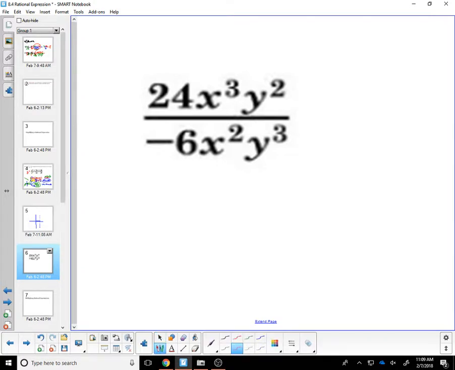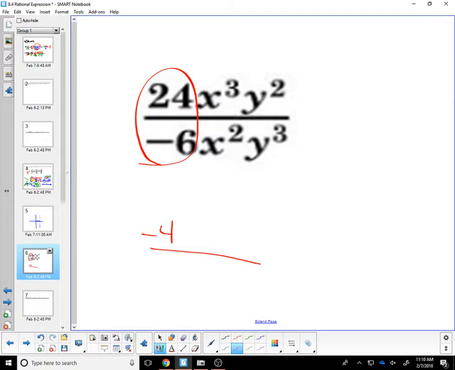You guys ready? If you have something like this, notice there's no parentheses, there's no factoring involved. It's just an expression. I'm going to worry about my integers first. What quotient is that? What is 24 divided by -6? -4.